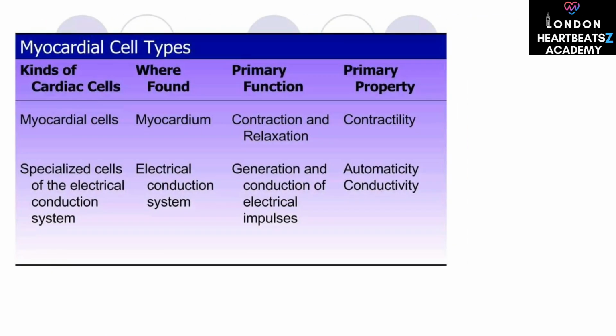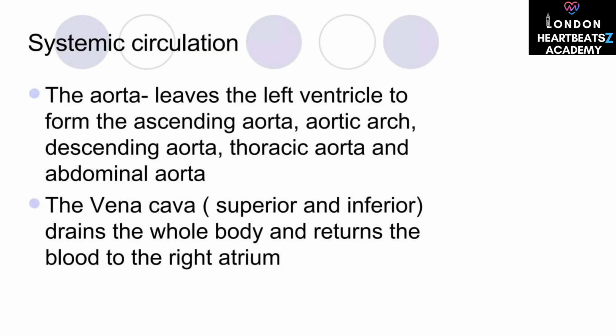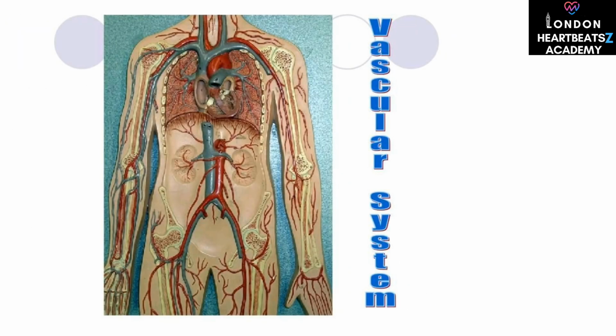Myocardial cell types include myocardial cells, found in the myocardium, responsible for contraction and relaxation, and specialized cells of the electrical conduction system, which generate and conduct electrical impulses. Systemic circulation begins with the aorta, which leaves the left ventricle and branches. The vena cava returns blood from the whole body to the right atrium. This image provides a detailed visualization of the vascular system in the human body, illustrating the extensive network of arteries and veins.